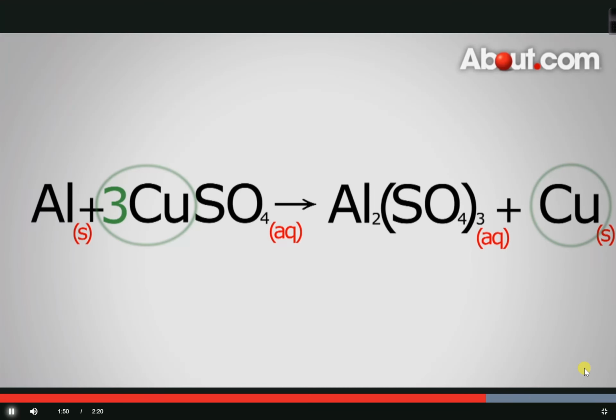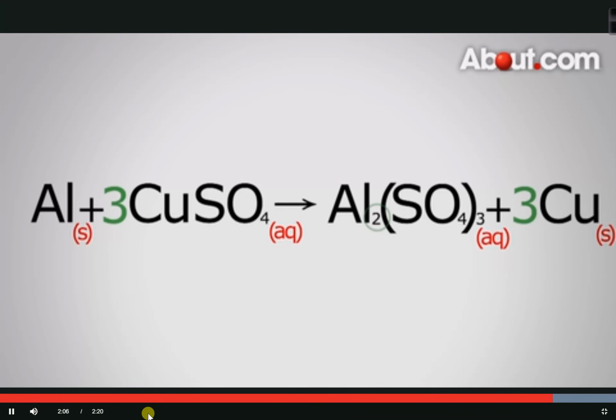On the right, however, we still have only 1 copper. Therefore, we need to put a large 3 in front of the copper metal here. Now both the copper and the sulfate are balanced, but we're not done yet. We still have to balance the aluminum.